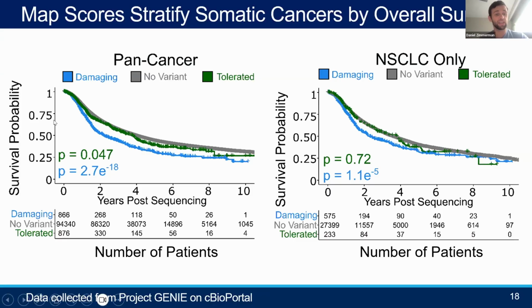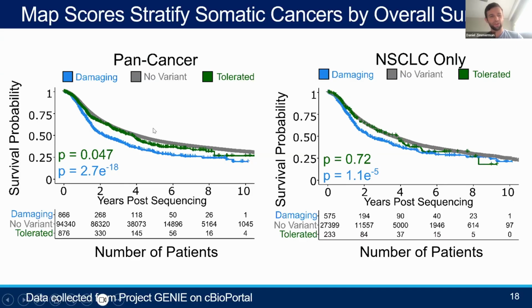And what I'm showing here is a Kaplan-Meier survival curve where we have years post-sequencing on the x-axis and the probability of survival on the y-axis. And so what hopefully should jump out is that individuals with a tolerated variant seem to have better outcomes compared to individuals with damaging variants, where if we look at the 50% survival probability, this could be the difference between 2 years and 4 years when it comes to overall survival, which is dramatic.